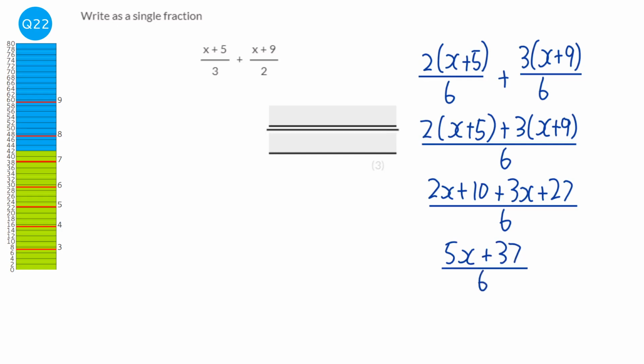And that's all going to be over 6. Have I simplified as much as I can? Well, 5x and 6 don't simplify any further. 37, I think, is a prime number, so there's no more simplifying that. So it's 5x plus 37 over 6.